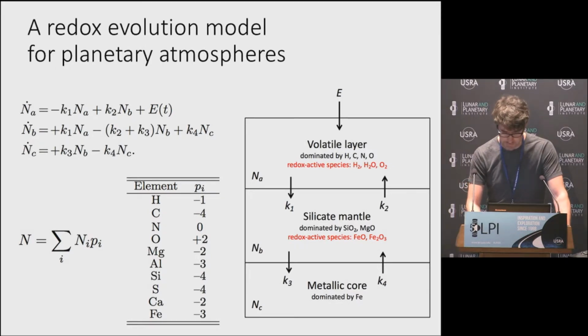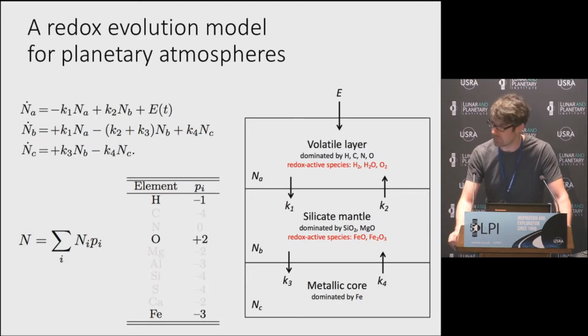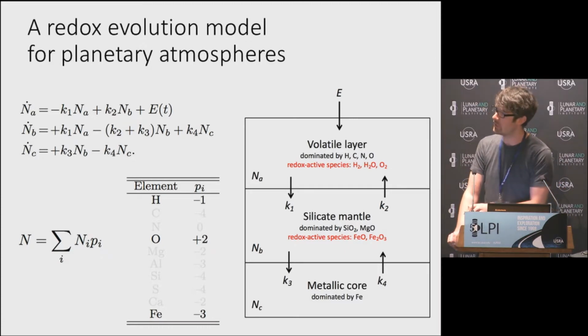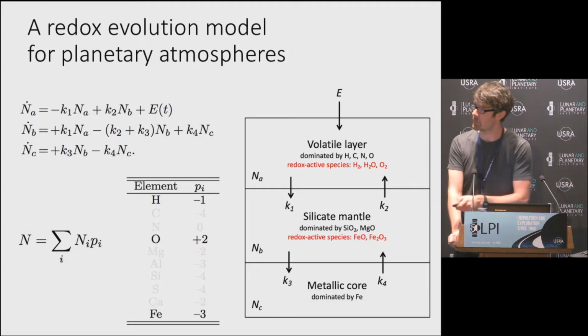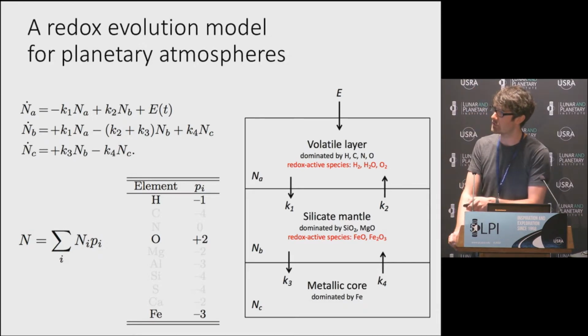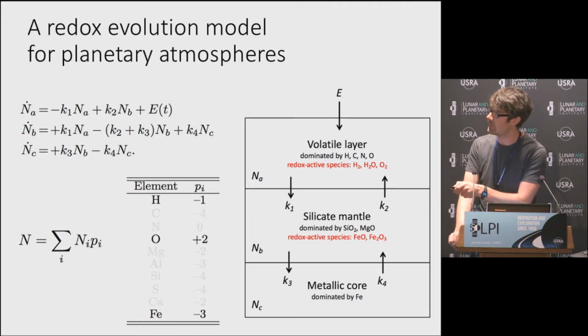So the setup for this model is based on this thinking that I described previously, where we want to simplify things as much as possible. So we focus just on hydrogen, oxygen, and iron. Given that, we have these redox active species in the volatile layer and the mantle region. And you can write things down in terms of a box model where you're looking at the oxidizing power in each region. And the real challenge, of course, is understanding how these K exchange terms change with time and how this escape term changes as well.